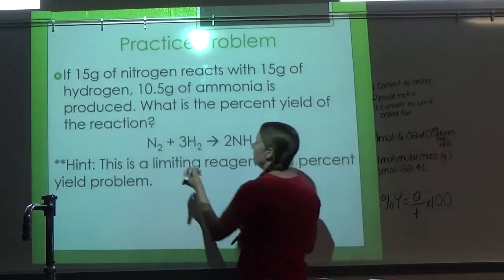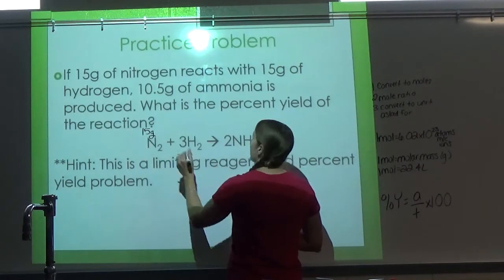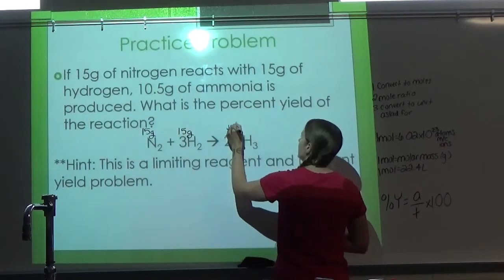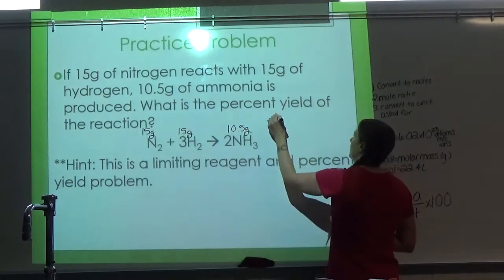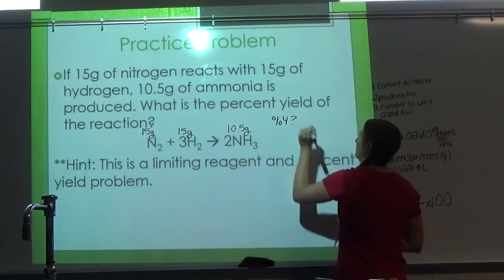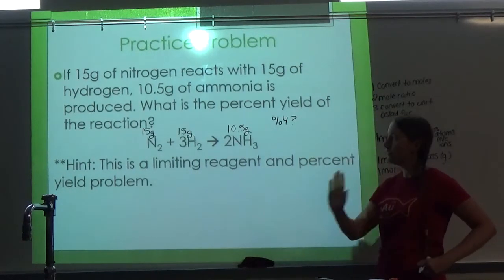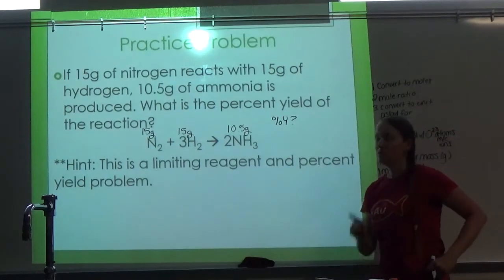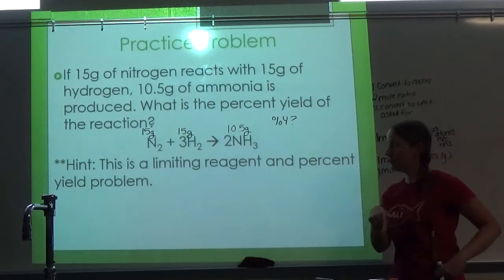Okay, so it says we have 15 grams of nitrogen, and it reacts with 15 grams of hydrogen, and 10.5 grams of ammonia is produced. What is the percent yield? If you're feeling slightly less confident, I set it up for you a little bit. Now you pause it and try it. If you're still feeling a little less confident, I'm just going to tell you what to do and then you can try it.